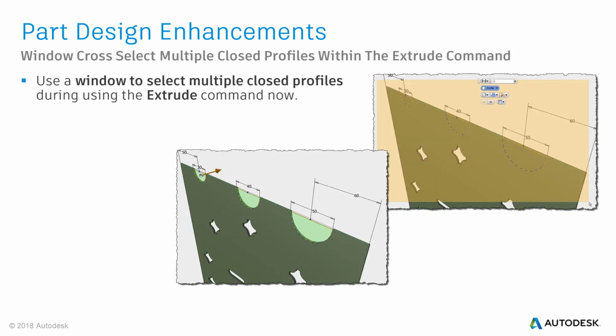Imagine you have multiple closed profiles on a sketch and you need to extrude all of them in one extrusion. In previous versions, you had to select each profile one by one. You can now use a window to select multiple closed profiles while you use the extrude command. But let's have a look at how the new fixed option, the sketch-driven pattern command and the window selection look in practice.